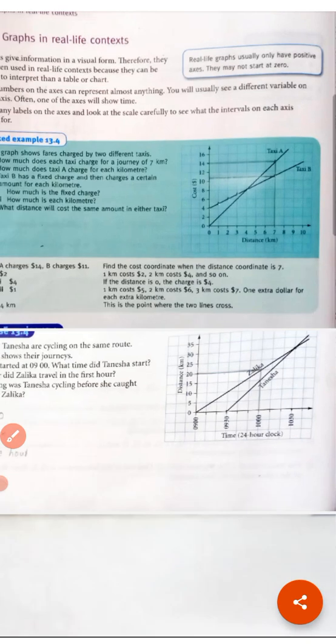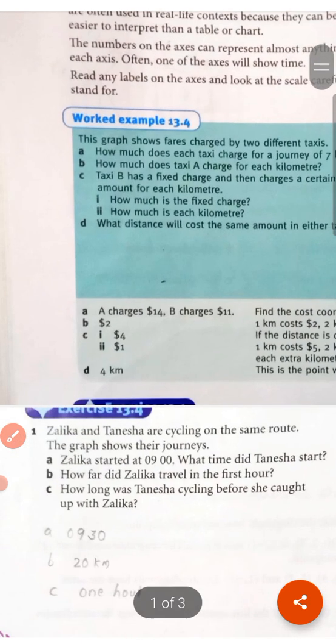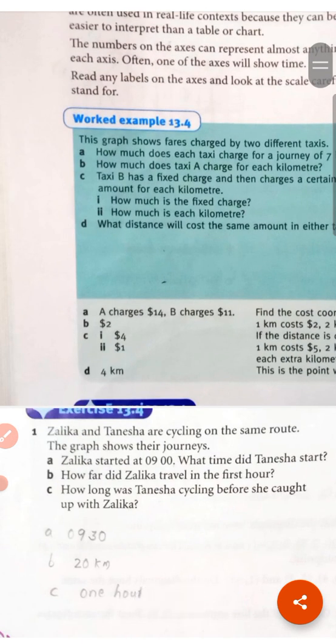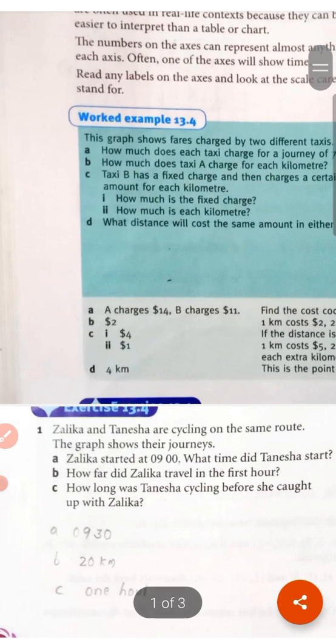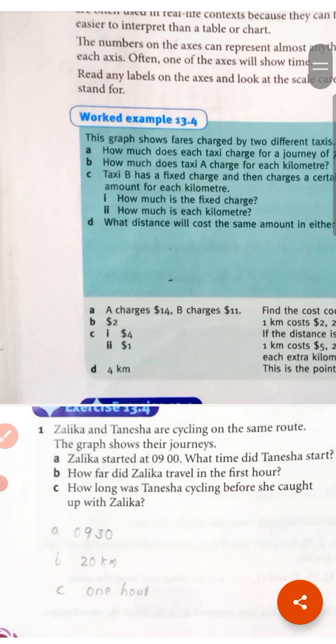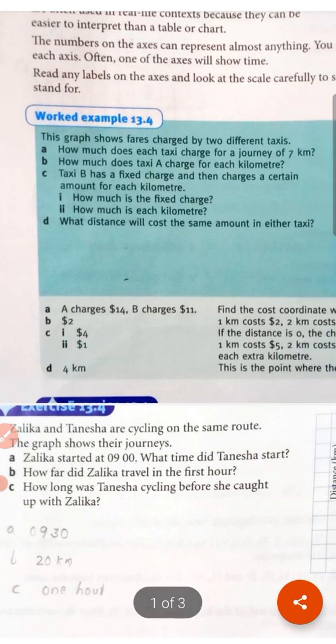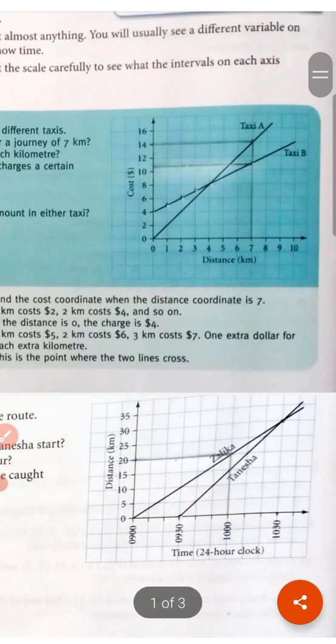Now we have to answer these questions. Our first question is, how much does each taxi charge for a journey of 7 kilometers?